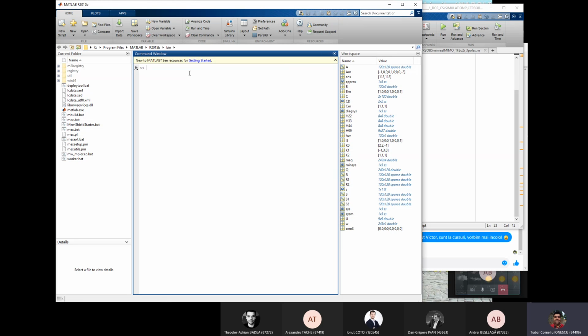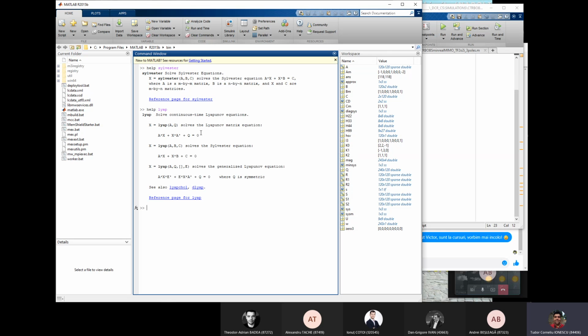For this reason, we can compute using lyap. So for Sylvester, we have the sylvester command. The new command in MATLAB is sylvester. It solves the Sylvester equation AX plus XB equals C. This is a Sylvester equation. And lyap is the command for Lyapunov equations, but nowadays it is also useful for Sylvester equations. So lyap solves both Sylvester and Lyapunov equations.